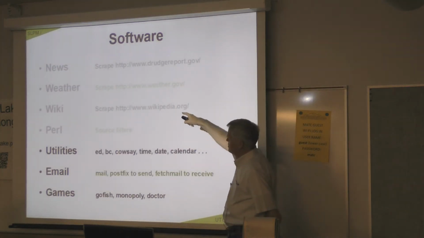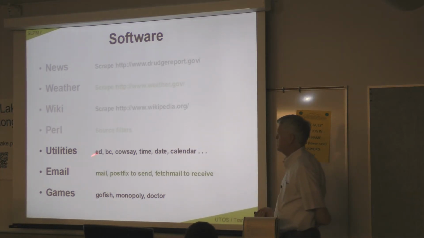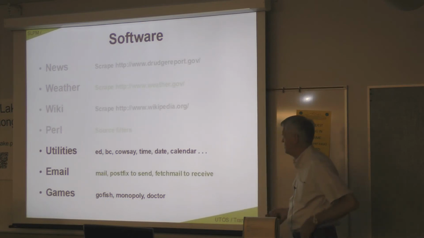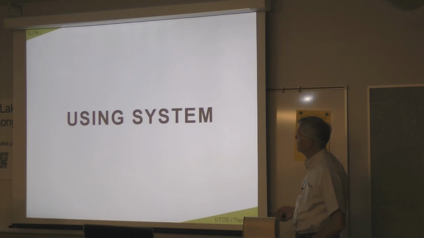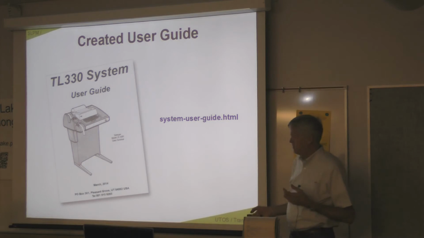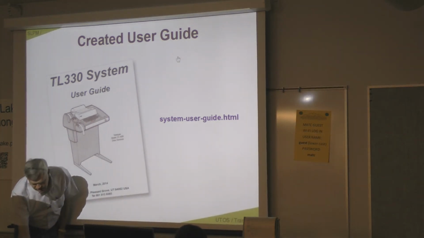Okay, so we've got scrape sites, we can program in Perl. Then I used a bunch of standard utilities, and you can see these programs run on the teletype. And then I had it set up so that we can send and receive email. And you can actually send a message. Here, Brian can show you or let you do that. And then there's some games that we put on the system. So now we got everything running. The kids needed a manual. So I created a manual, and let's just click on that real fast.